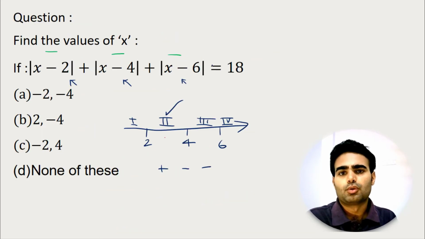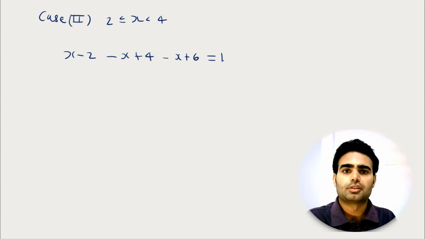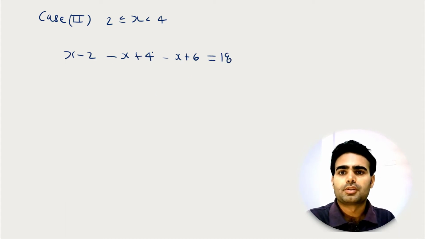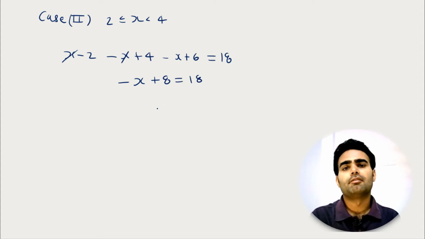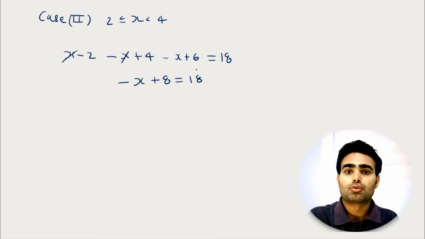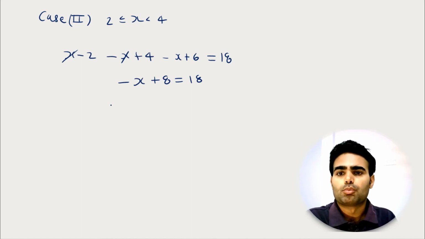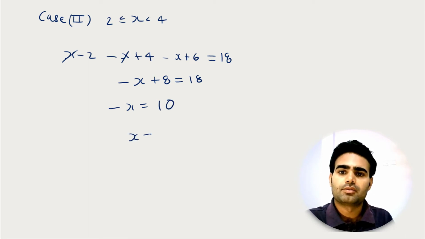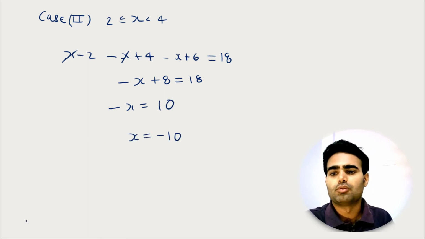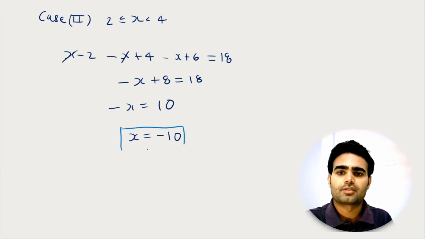Now this is equal to 18. Let's solve it. You can see x and x will cancel, 6 plus 4 is 10, 10 minus 2 is 8, so minus x plus 8 is equal to 18. You can see that we have done everything correctly: 4 minus 2 is 2, 6 plus 2 is 8, perfect. Now minus x is equal to 18 minus 8, that is 10. So the value of x will be minus 10.